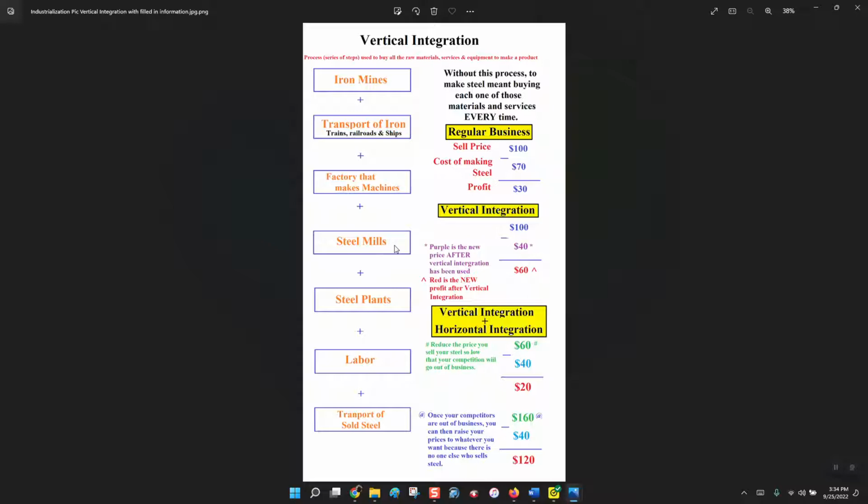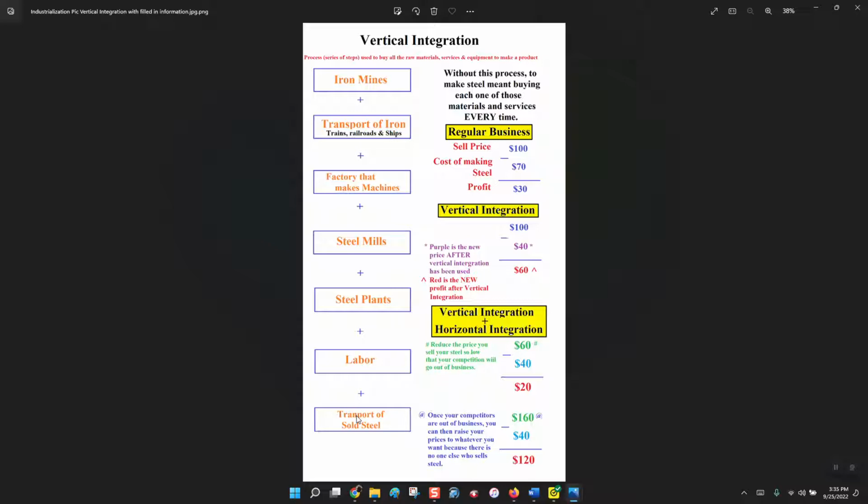You buy the steel mills. So now when they process the iron, you don't have to pay for it either because you own the steel mills. You already own the steel plant or factory. You still have to pay the workers. That doesn't change. And then you buy more railroads to be able to ship it across the country. So what that means is with vertical integration, you buy all these things. Now, what does that mean? That means you spend a lot of money, invest a lot of money.